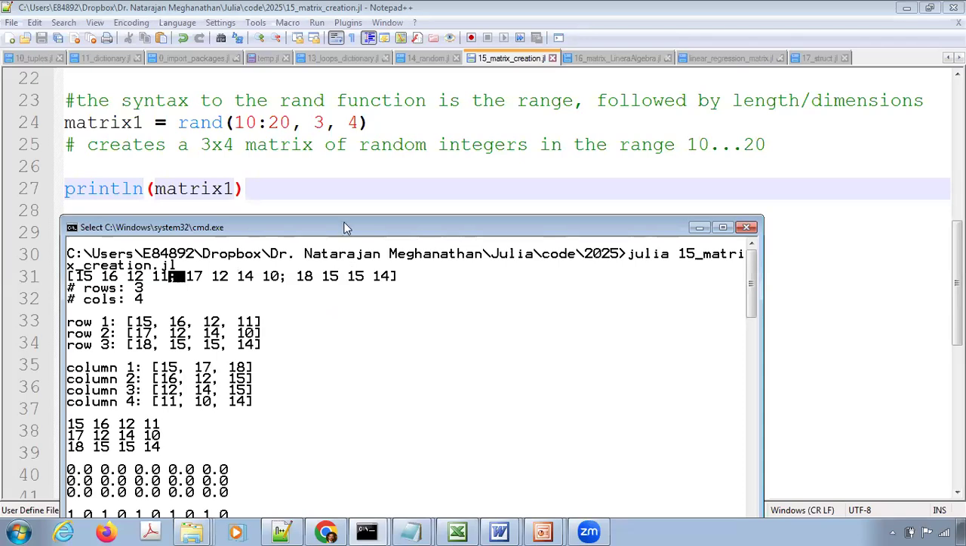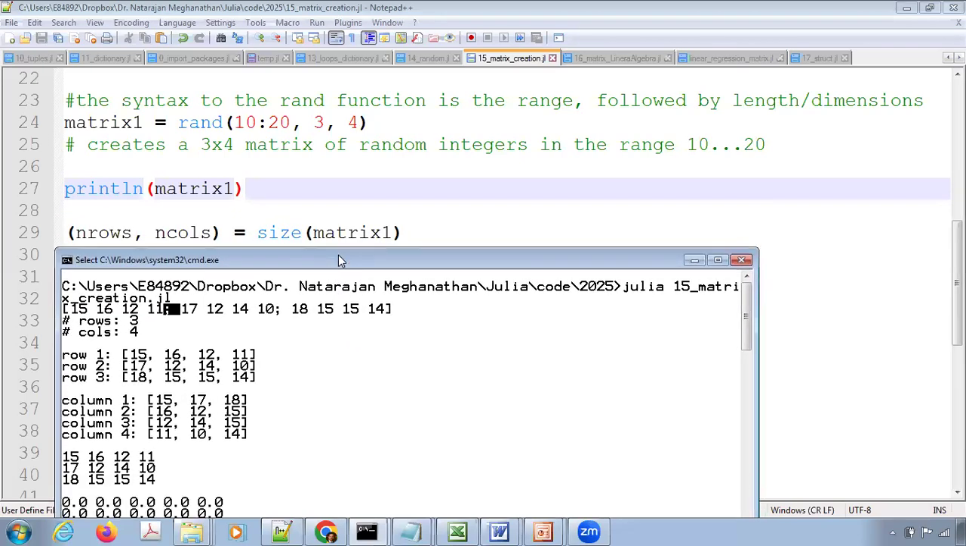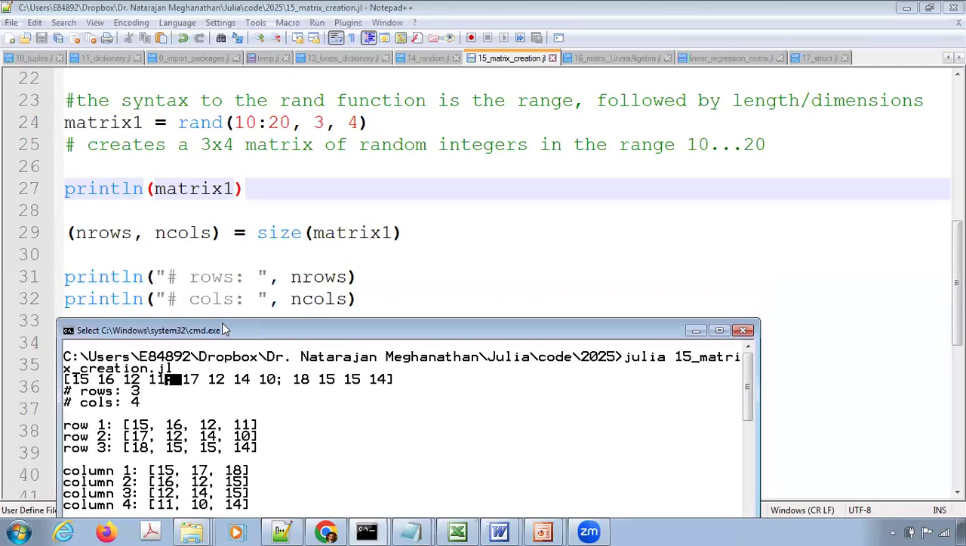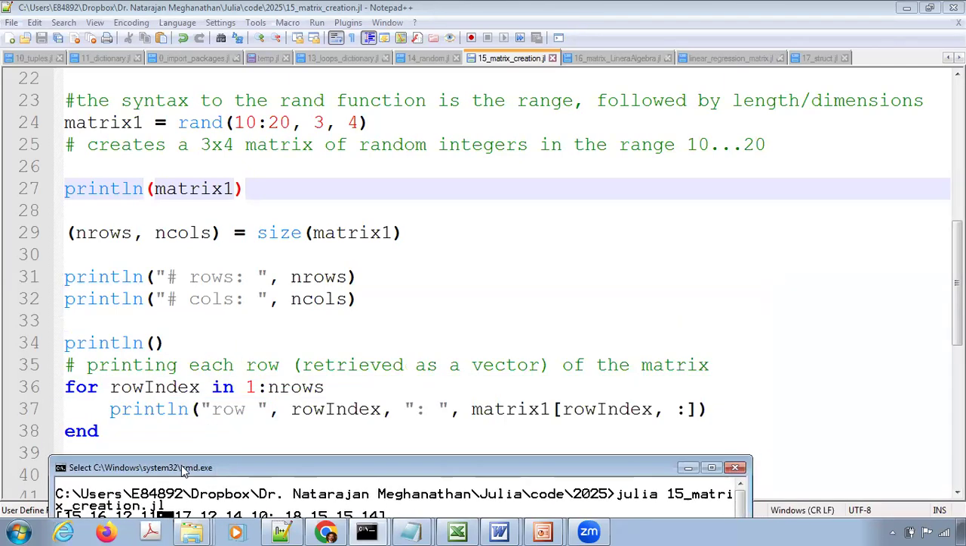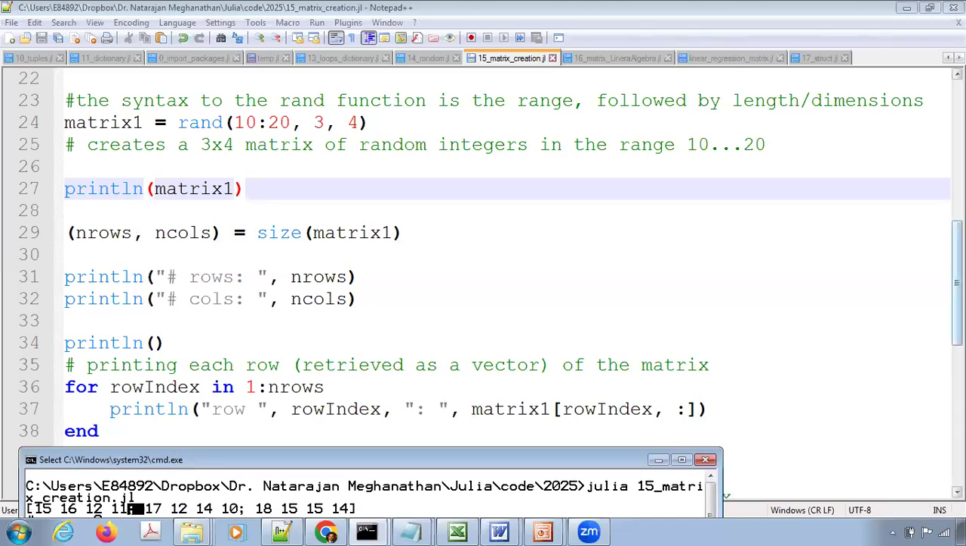Now, there is a function called size that you can call on a matrix, and size will return a tuple corresponding to the number of rows and the number of columns. In this case, the number of rows is 3, so nrows will be 3 and ncols will be 4. You can print the values of nrows and ncols separately if you want to. So the number of rows is 3 and the number of columns is 4. If you want to print the individual row vectors, this is how you could do that.